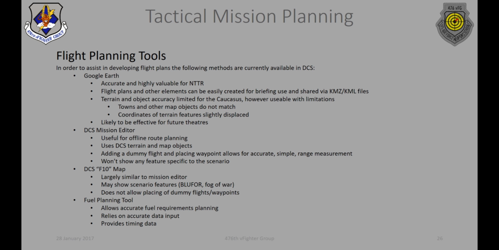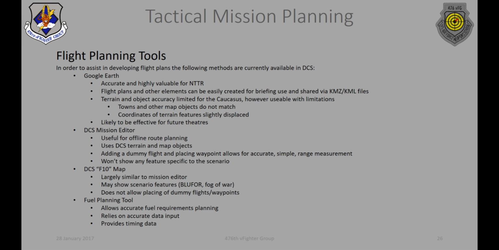The problem with Google Earth is it's great for the Nevada theatre. It's brilliant for the NTTR because the theatre matches very closely real life. You know, buildings and towns are where they're supposed to be, roads are where they're supposed to be, mountains are where they're supposed to be, that sort of thing. Once you start getting into the Caucasus, however, things start to change.